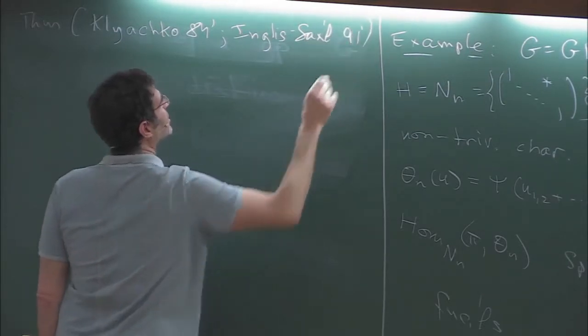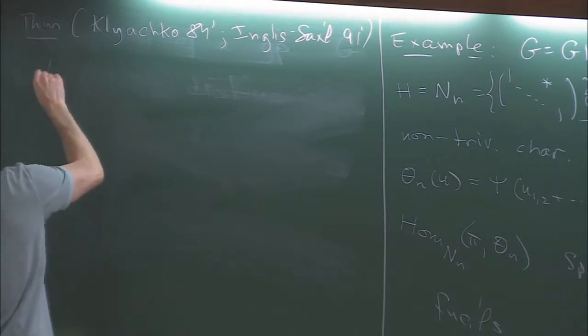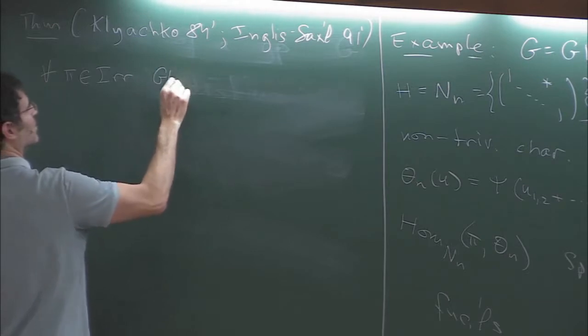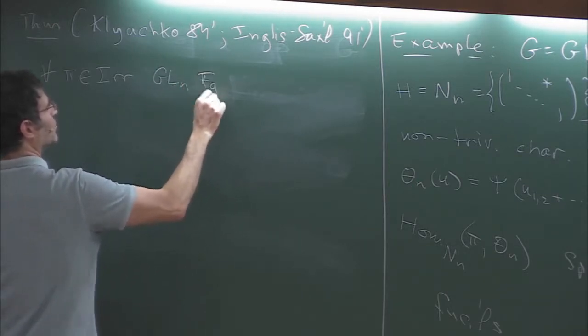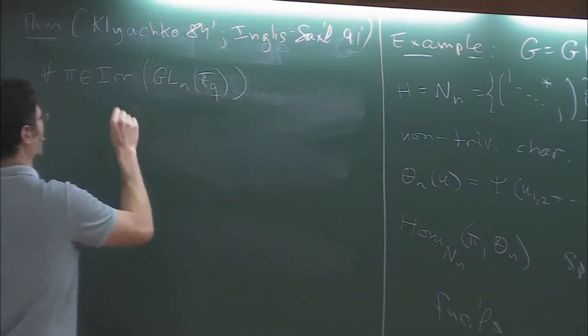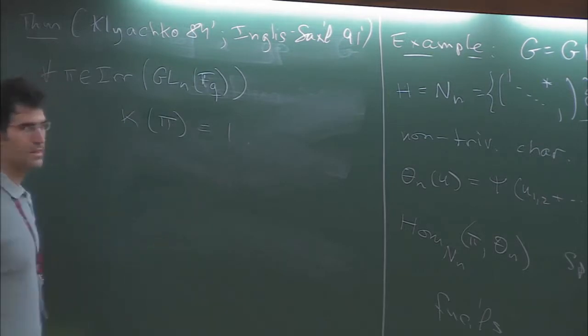In 1991, and it says that for any irreducible representation of GLN over a finite field, the Klyachko multiplicity is exactly 1.